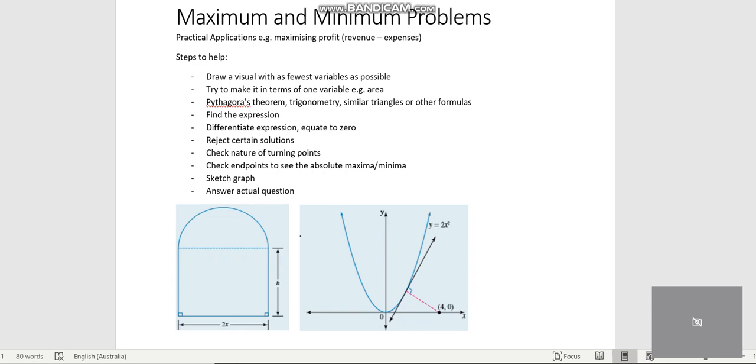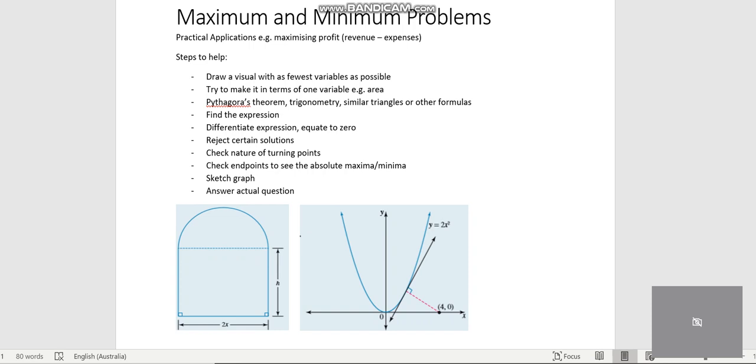The next step is to use tips and tricks such as Pythagoras theorem, which is a squared plus b squared equals c squared, although I believe most of you should know that already. Trigonometry, similar triangles, or other formulas. Like for example, the diagram on the right.